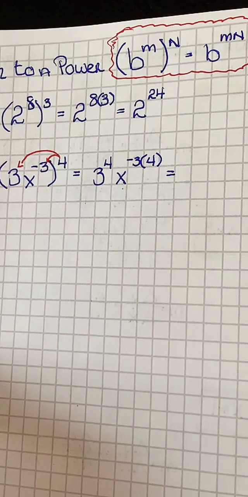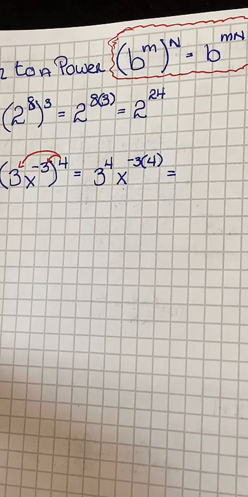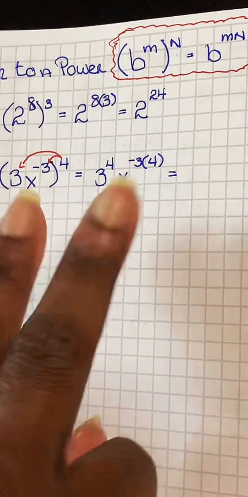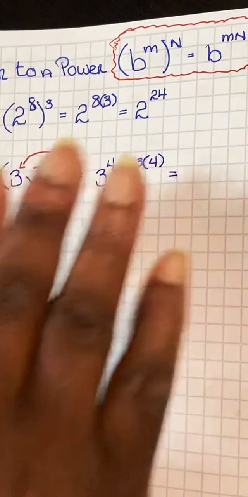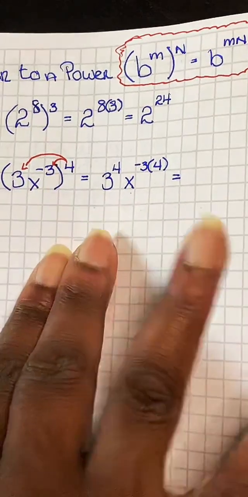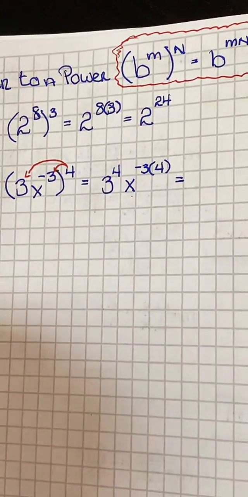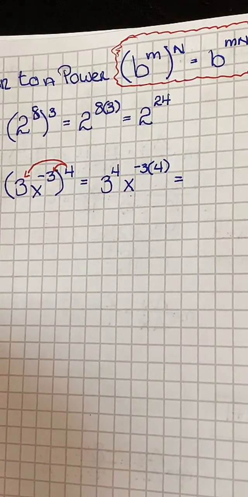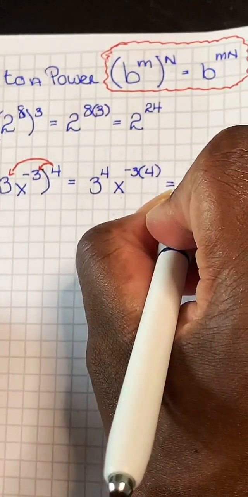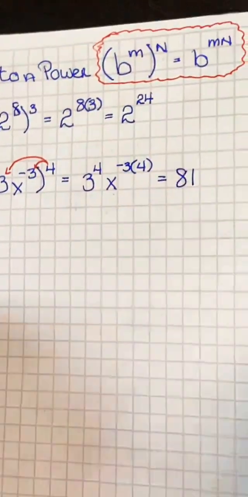Okay. What's 3 to the 4th power? There we go, Kaya. Thank you. So 3 to the 4th power, that's 3 times 3 times 3 times 3. Okay, 3 times 3, that gives me 9. 9 times 9 gives me 81. Okay, so here we are with our 81.